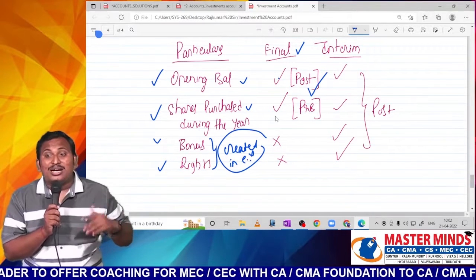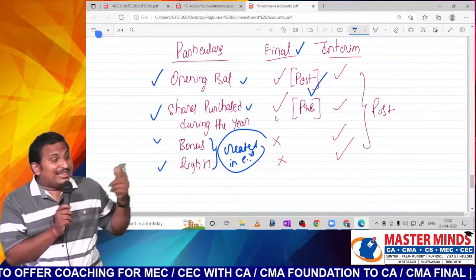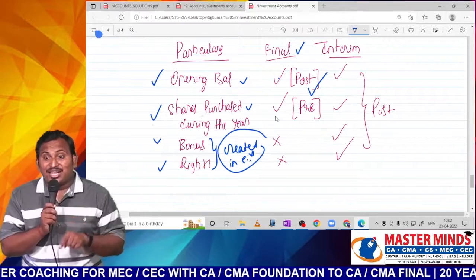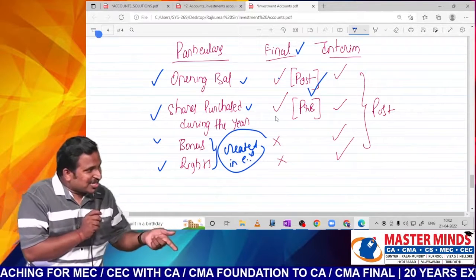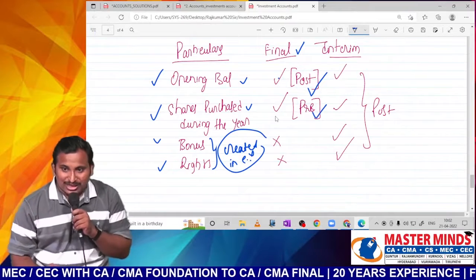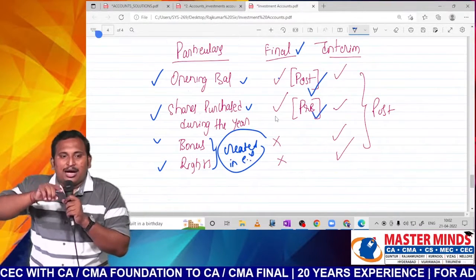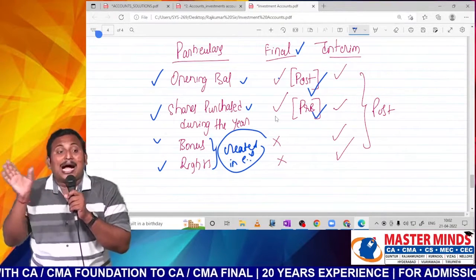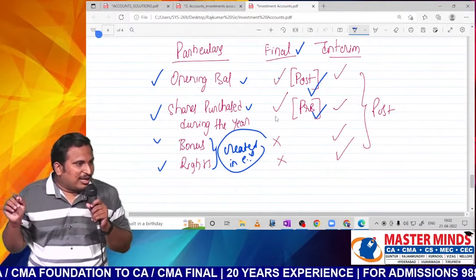No. Have you earned it in the last year? No. Earned in the last year, but received after acquisition. Earned before acquisition, received after. So it is which dividend? Pre. So this has to be transferred to investment account. That means by bank we will write in the amount column.